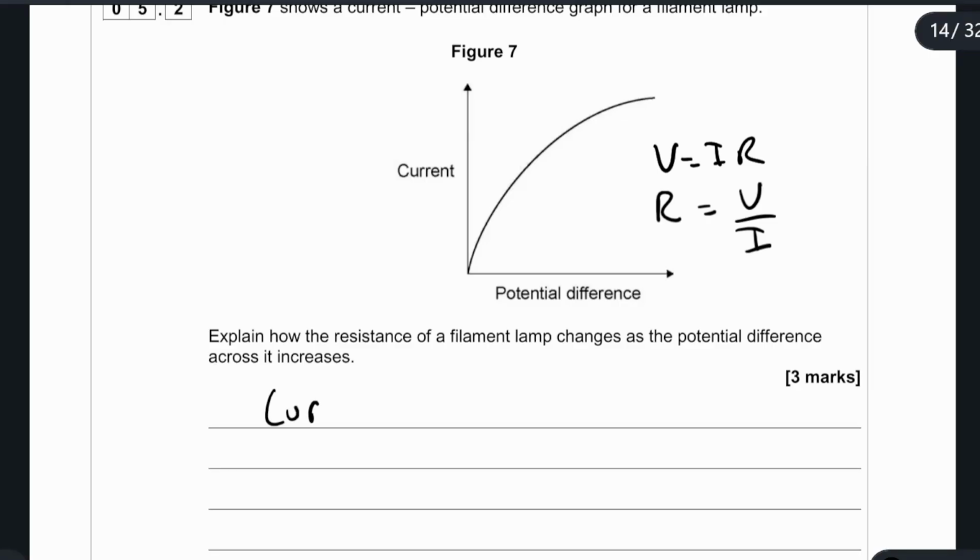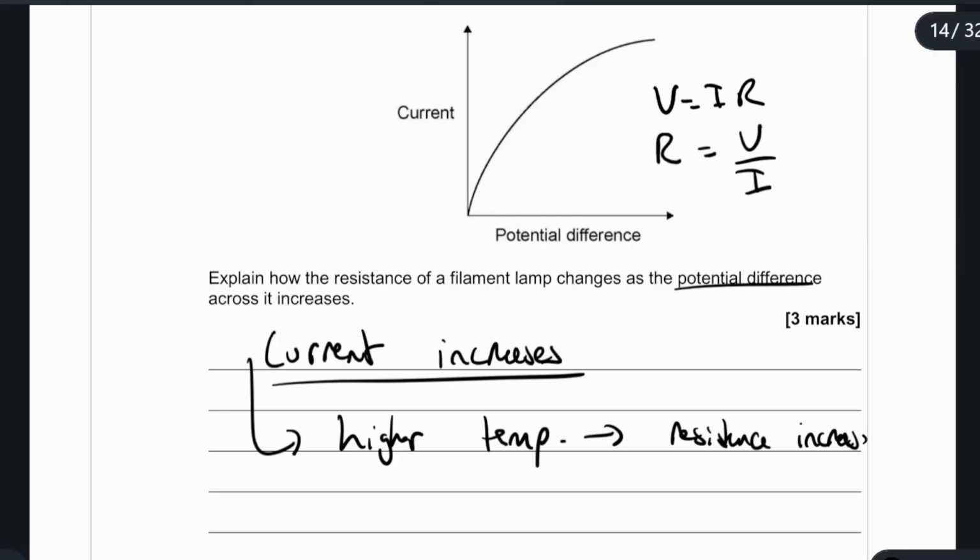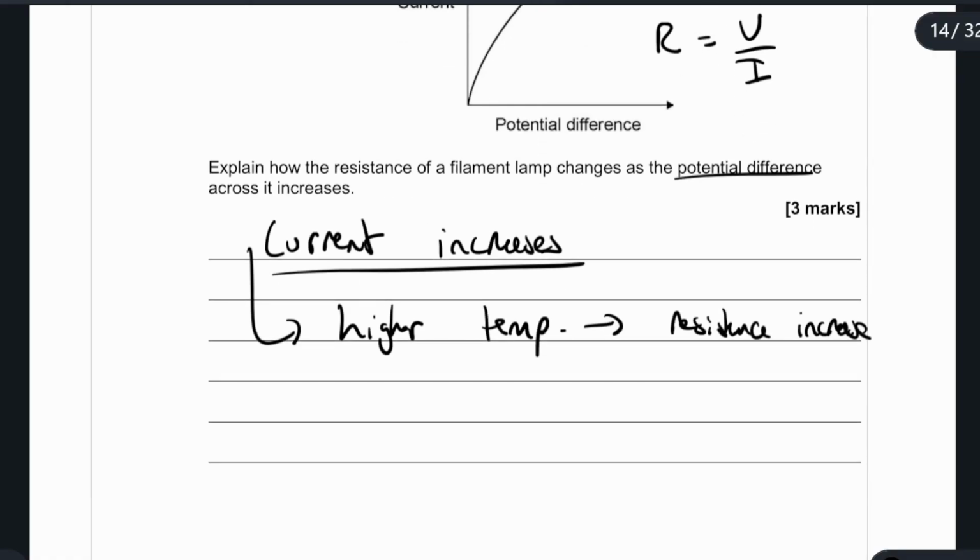So what we can say is that when the potential difference increases, that causes the current to increase. If the current increases, you get a higher temperature. If you get a higher temperature, that causes the resistance to increase. And that is basically that for 3 marks. You'd say those 3 points and you'd write it out in a nice flowing sentence, and that should give you the 3 marks.